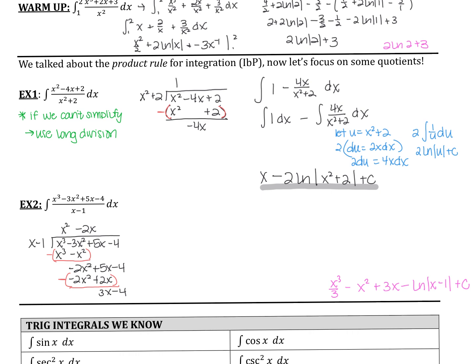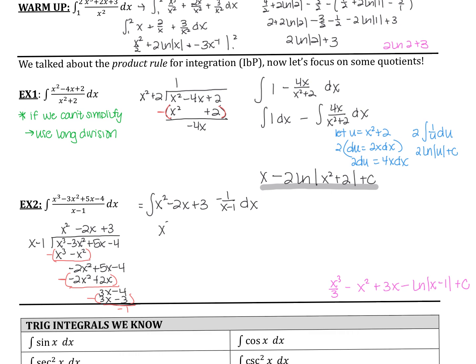When I bring down that negative 4, I know that x can go into 3x positive 3 times. So 3 times x is 3x. 3 times negative 1 is negative 3. When I change both of those signs, I'm left with negative 1. And so I can rewrite this integral to be the integral of x squared minus 2x plus 3 minus 1 over x minus 1, that's my remainder, dx. And now I need to integrate that.